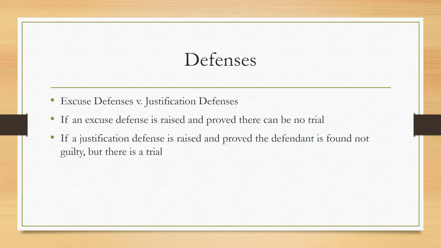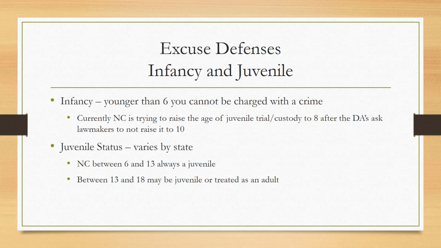All right, now we're going to talk about some of the defenses to a criminal act. So we break these into two large categories: excuse and justification. If you can show to the satisfaction of the DA or the police that there is an excuse, there's not going to be a trial. If there is a justification, there's going to be a trial, but you're going to have to prove in court beyond a reasonable doubt. So let's look at them quickly as groupings. Excuse justifications. Here are two easy ones: infancy and juvenile status.